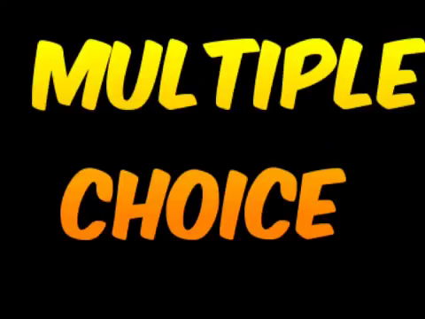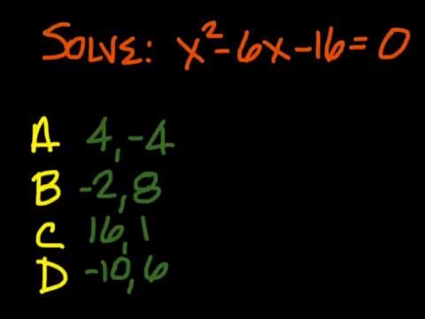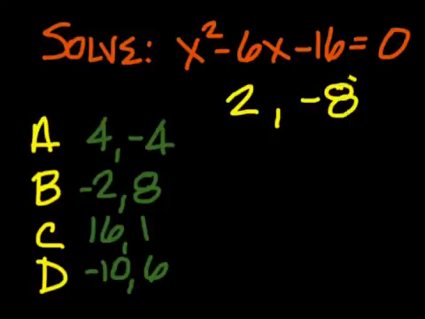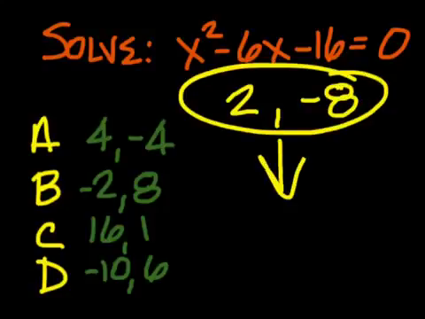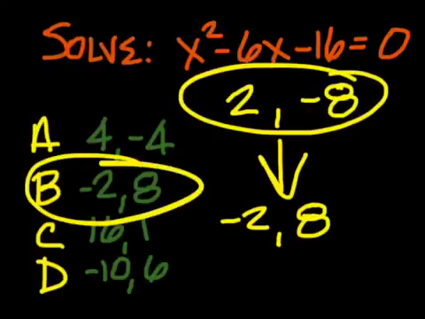Here's a multiple choice. Block letter only. Solve that quadratic equation. Well, if you do this by factoring, the two numbers that multiply to give you negative 16 and add to give you negative 6 are 2 and negative 8. But you reverse those to get the answer, which is negative 2, 8, and that would be B.